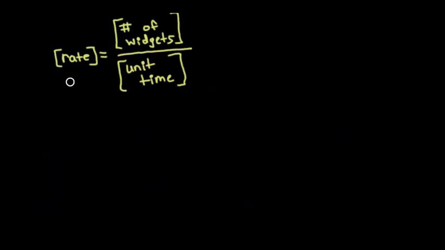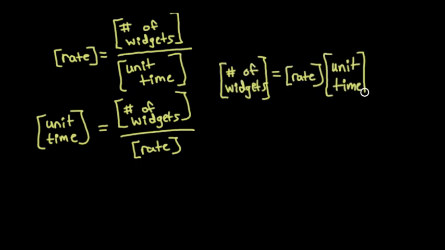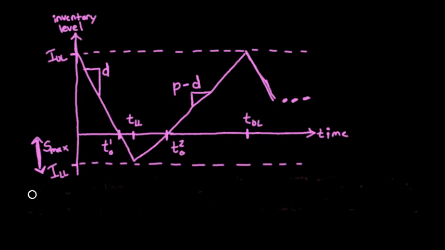The rates we're talking about in this video are number of widgets per unit time. So 5 widgets per week or 5 widgets per whatever. Sometimes we're going to be looking for the time, so we're going to need to divide the number of widgets by our rate. And sometimes we're going to be looking for the number of widgets, so we multiply the rate by our unit time. All right, now let's talk times.